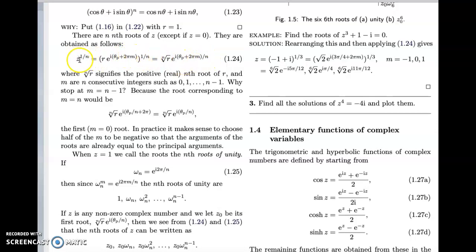So the final answer to z to the 1 over n is this. We take the nth root of the modulus, and we've got e to the i, and then all of these different angles. So all of these angles will be different, as opposed to in here where effectively these are all pointing in the same direction. When we take the nth root, we're dividing by n, so we actually get n different directions.